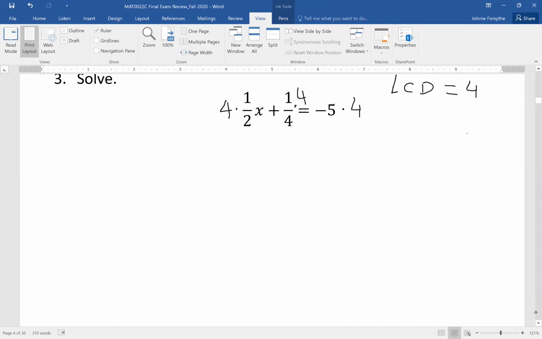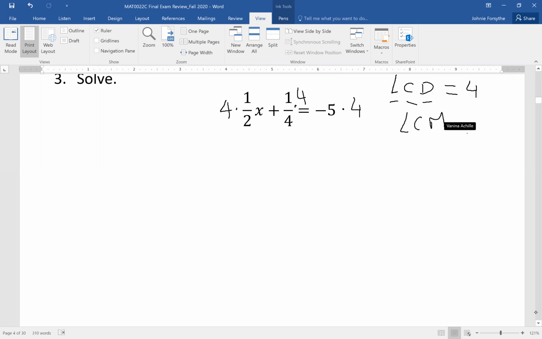Should I be more thorough? Maybe mention why 4 is the LCD. Okay, so LCD is the lowest common denominator, and there's a few ways to find the LCD. And the easiest way to find it in this case, because these are small numbers, you could literally find the least common multiple, because LCD is also called least common multiple.